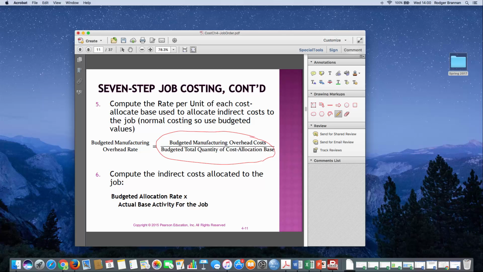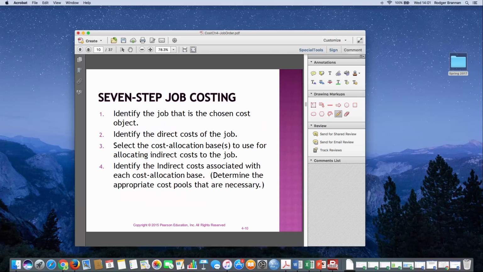The assumption is it should be fairly accurate. The total amount that you budget should equal the total amount that you actually incur. As we'll see here towards the end, there may be a little bit of a difference there, but that can easily be reconciled. So when a job is complete, you sum up the activity, allocate the overhead, and then you have the total cost that's associated with that job.